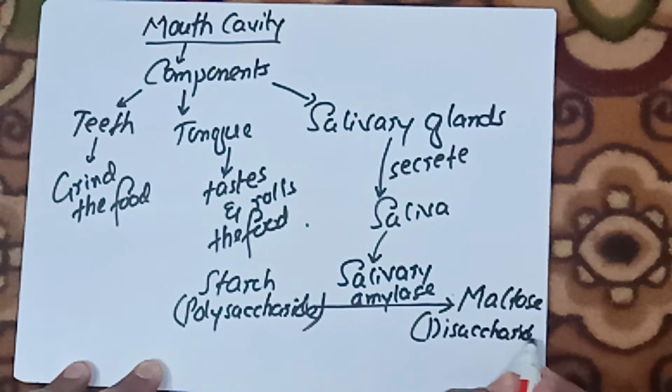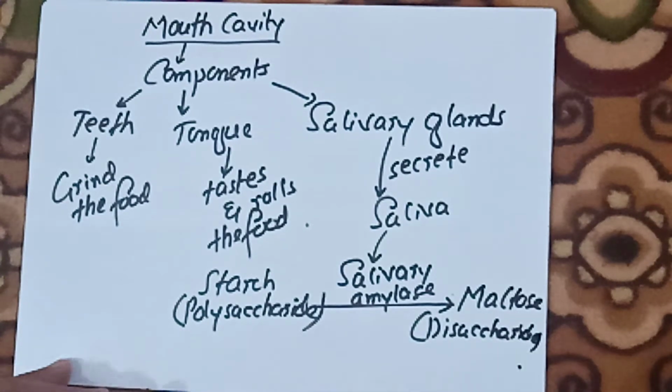In the previous videos we discussed that a polysaccharide is basically a chain of glucose molecules, or a chain of simple sugar molecules. Whenever it is broken, maltose will be formed, which is a disaccharide. It means each maltose molecule will be composed of only two simple sugar molecules, or two glucose molecules.